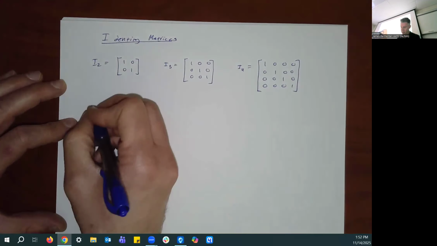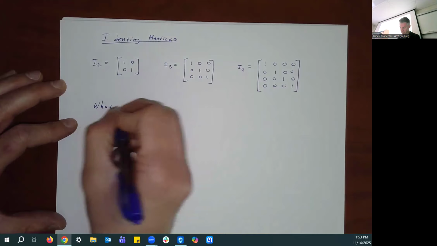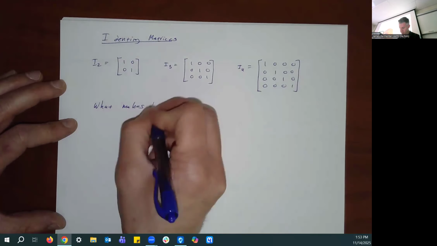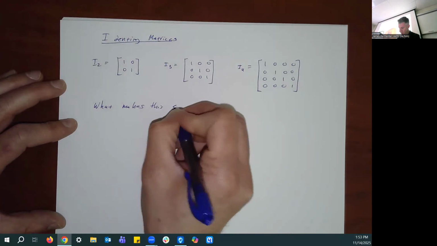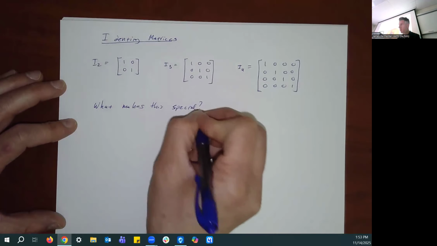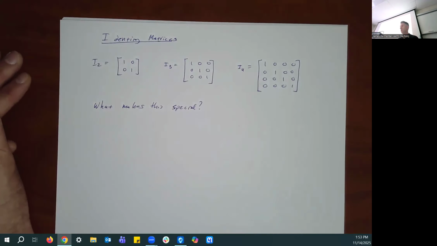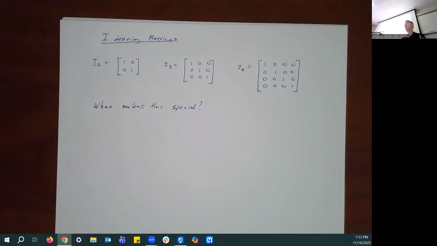What makes this matrix special? Well, what's special about the number 1? I mean, a lot of things, but multiplicatively, 1 is the only number you can multiply anything else by and get the same thing back.